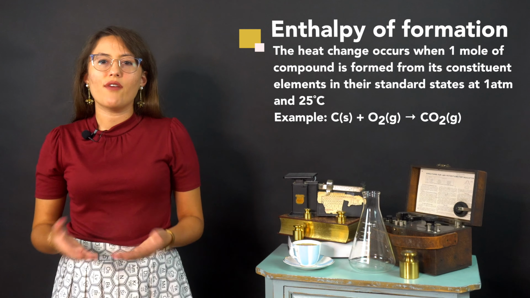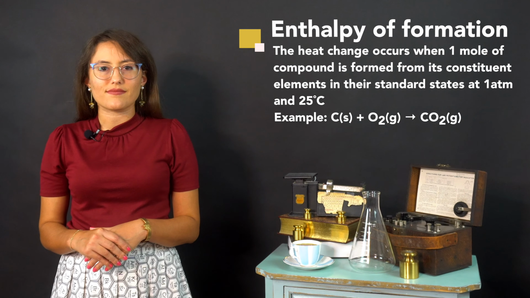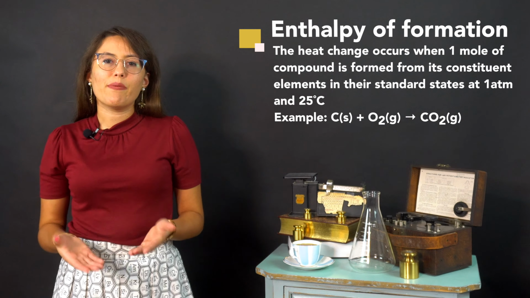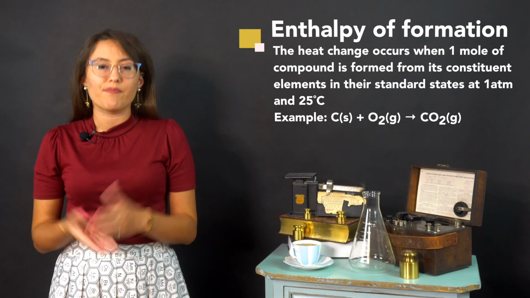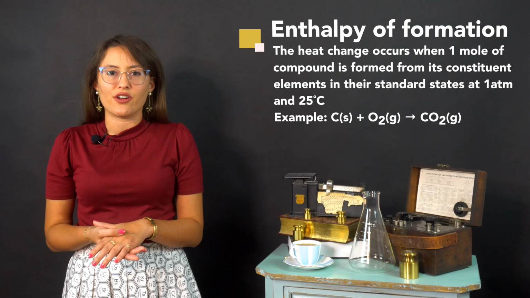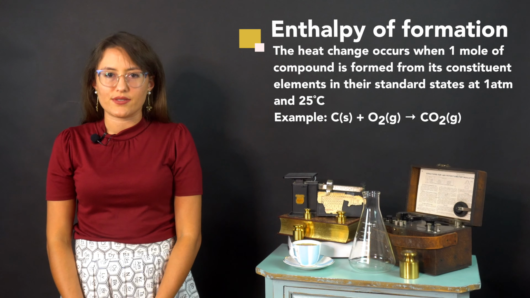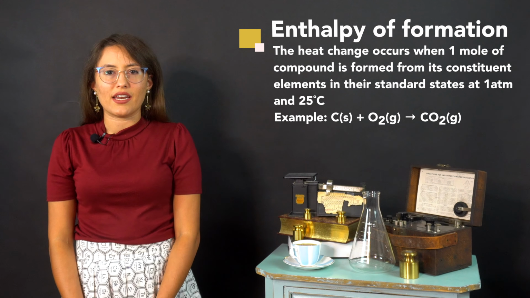Hess's law also allows us to calculate the change of enthalpy of a reaction if we know the enthalpy of formation of reactants and products. The enthalpy of formation is the heat change that occurs when 1 mole of compound is formed from its constituent elements in the standard state at 1 atmosphere of pressure and 25 degrees Celsius. For example, the formation of carbon dioxide from carbon and oxygen. We denote standard state conditions by a degree sign superscript.